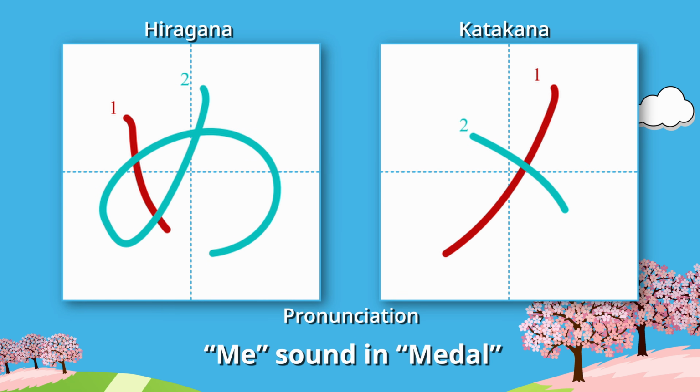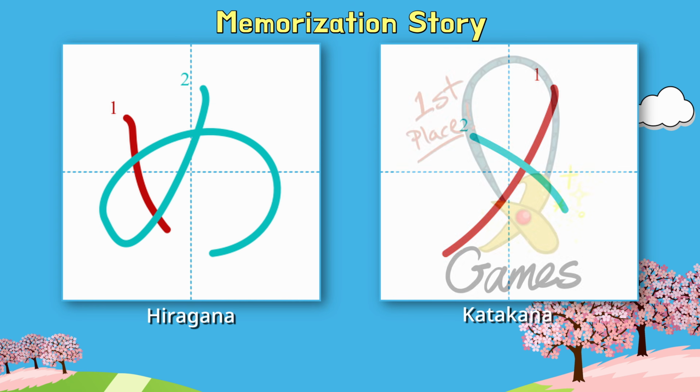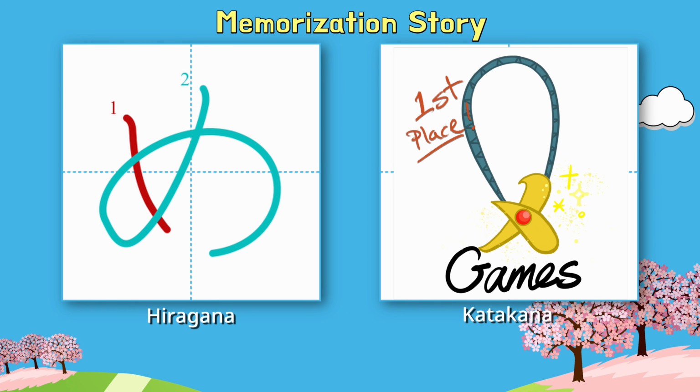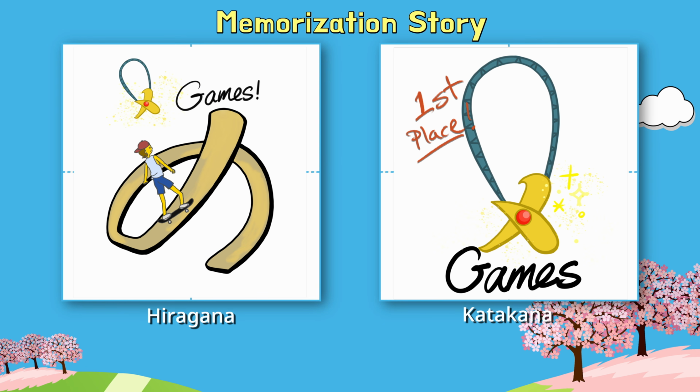These characters represent the me sound in metal. For this video, we've been doing mostly hiragana followed by katakana stories, but for this one, we're going to reverse them. The katakana me is an X Games medal. The hiragana me is a person about to jump off the loopy ramp you have to jump off of in order to win said medal.